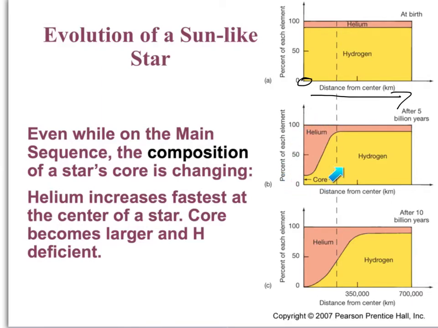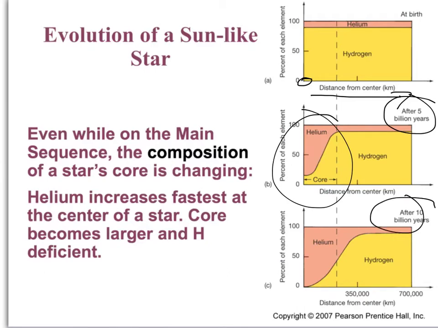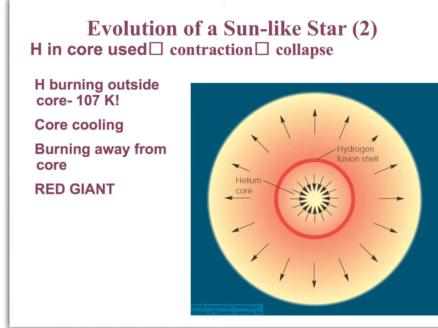So fusion, as we know, happens at the core of the star. So it's the core of the star that is beginning to change. At the core, you're gradually becoming hydrogen deficient as the core becomes very helium-filled, and fusion begins to move away from the core. So if we look down here at 5 billion years, we've got a pretty even mix in the core of the star, but then after 10 billion years, it's very hydrogen depleted. And during this time, the core also becomes larger.